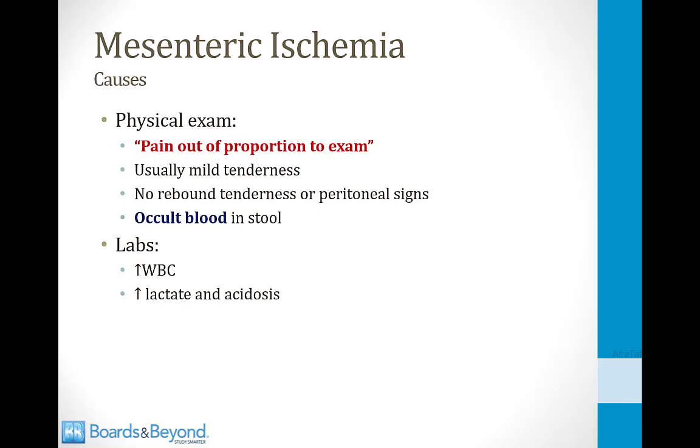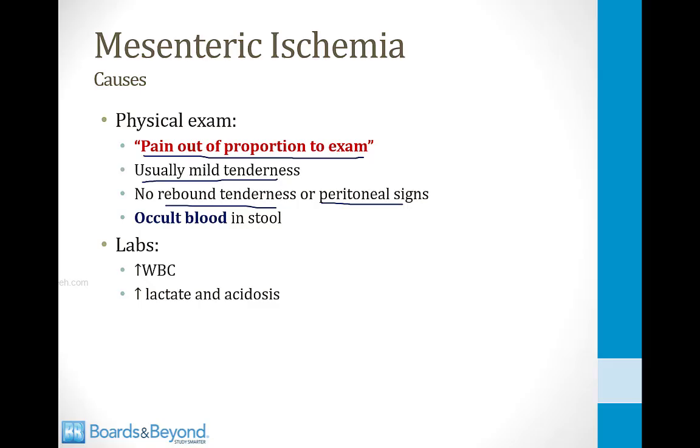The physical exam in mesenteric ischemia is very important. The classic finding is pain out of proportion to exam. Usually these patients have only mild tenderness. Some even have no belly pain. They have no rebound tenderness, no peritoneal signs, and you have to have a high degree of suspicion clinically to diagnose mesenteric ischemia. People are often falsely reassured by a benign physical exam of the abdomen when the patient is saying that they have severe abdominal pain.